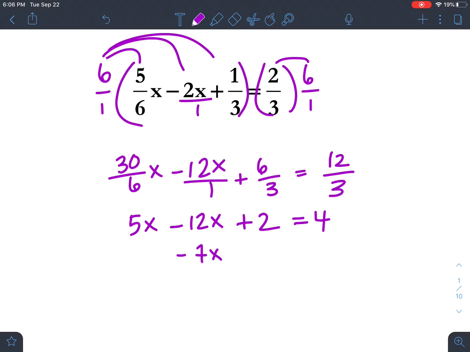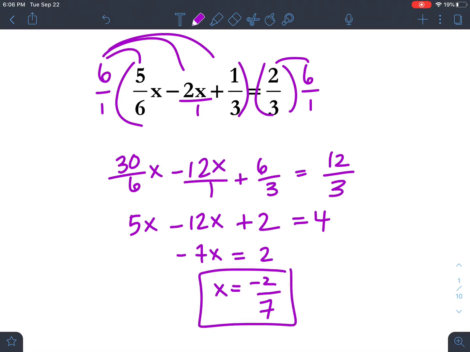We get negative 7x equals positive 2. So x is equal to negative 2/7. And just leave that as a fraction. We don't need to put it as a decimal. I'd rather you leave it exact as a fraction.